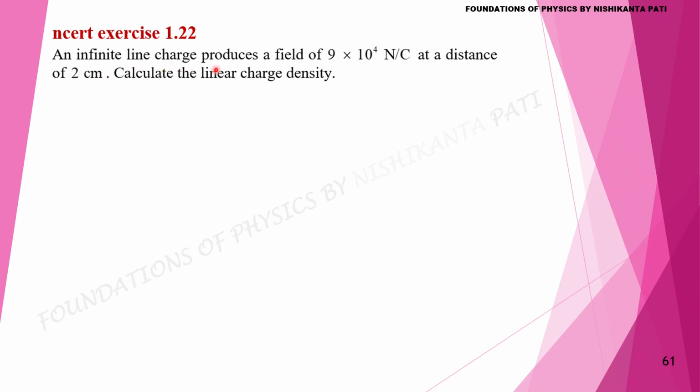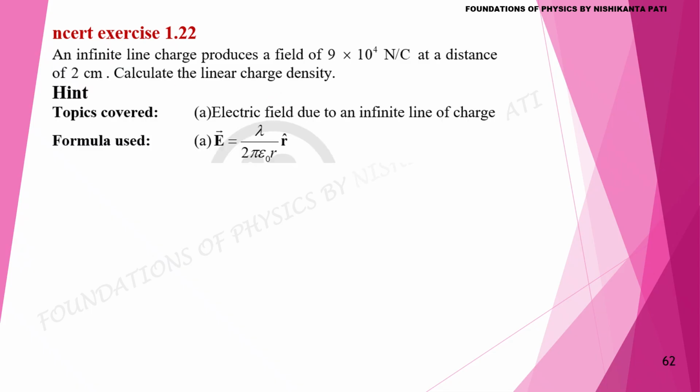An infinite line charge produces an electric field at a distance of 2 cm. Calculate the linear charge density. The electric field due to an infinite line charge formula is E vector equal to 1 by 2 pi epsilon 0 r, lambda, r cap. Lambda is the linear charge density, meaning charge per unit length. R is the distance of the observation point from the line charge.